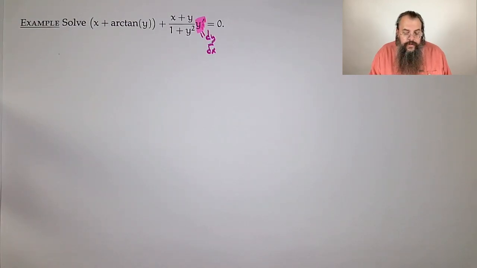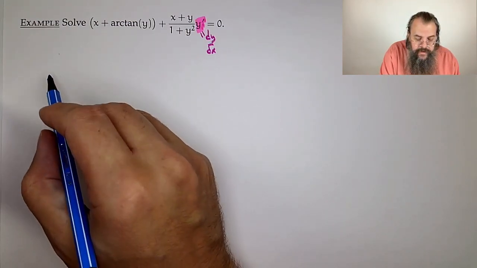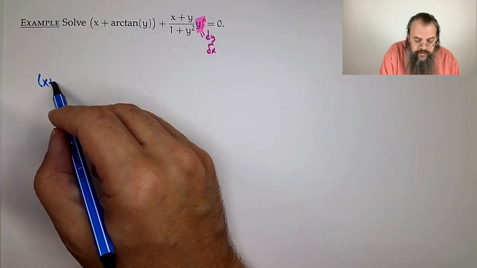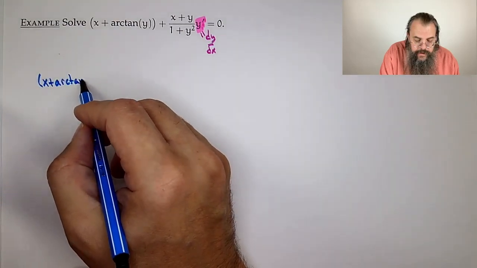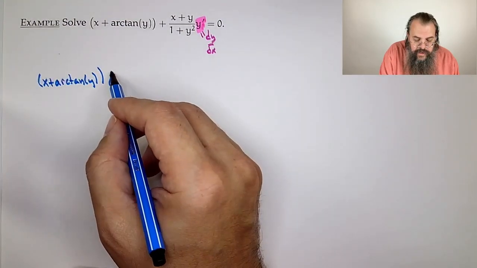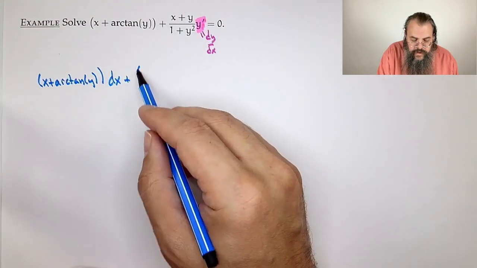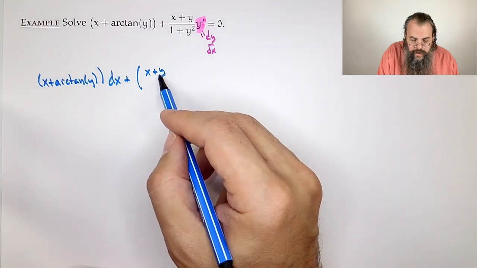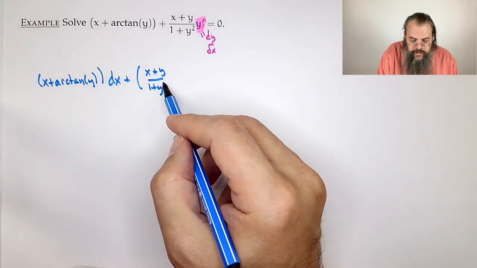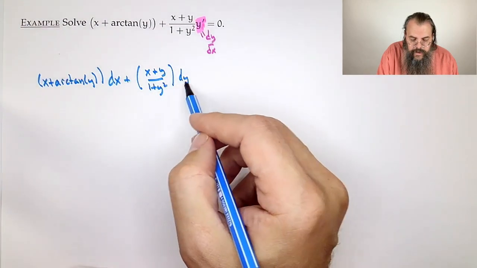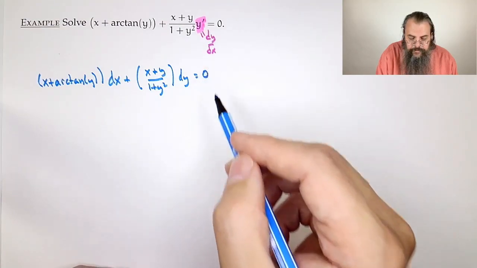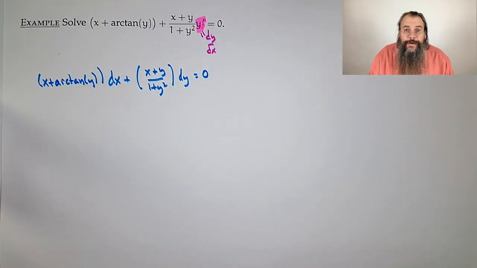And so we can take this piece right here and rewrite it. So this rewrites in the following way. Namely, x plus arctangent of y dx plus, and then this other part, x plus y over 1 plus y squared dy, and that equals 0. All right, there we go. Now we're ready to get going.